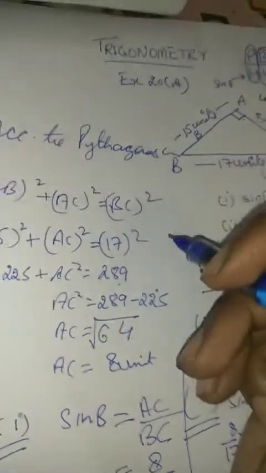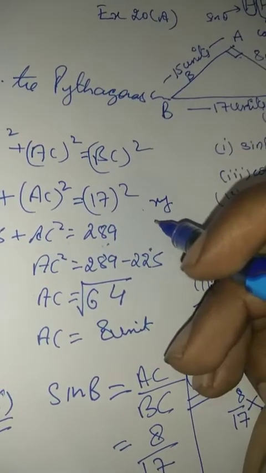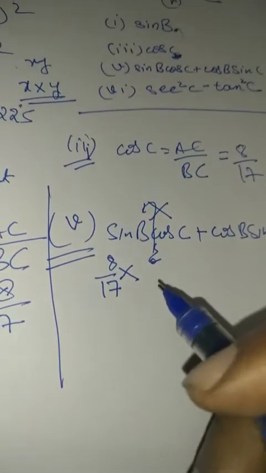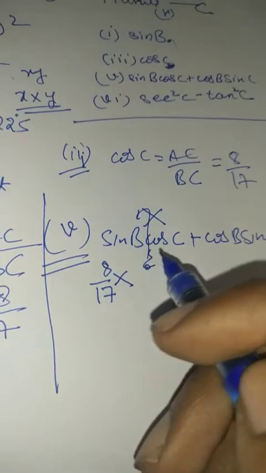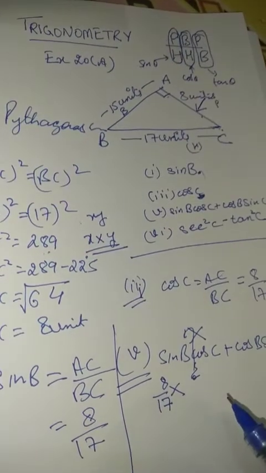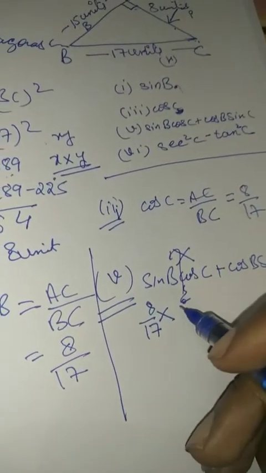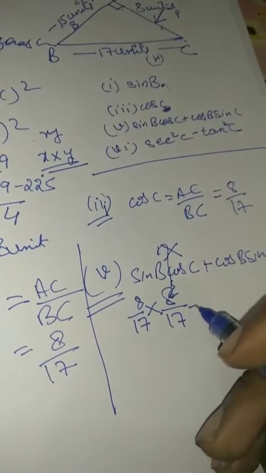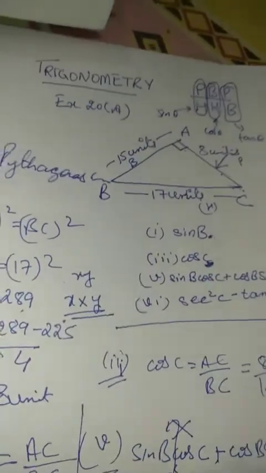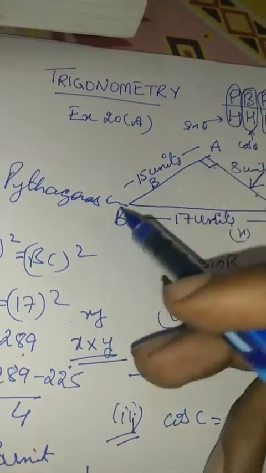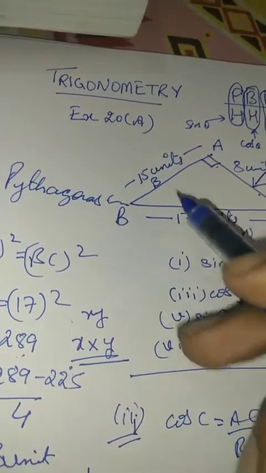Just like xy. If we have xy written, what do you mean by xy? xy means x multiplied by y. So that is what we have to write down over here. Sin B cos C means sin B multiplied by cos C. So what is cos C? We already have the value 8 upon 17. So 8 upon 17, plus sign. Cos B. What is cos B? For the cos B, again this will become your base. Base upon hypotenuse, so it will be 15 upon 17.